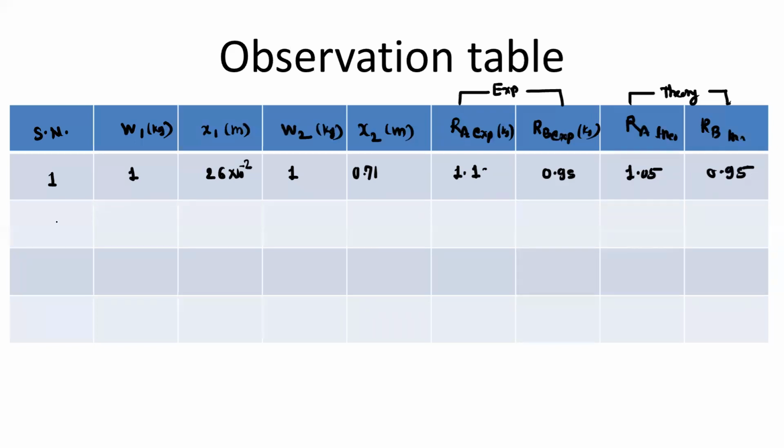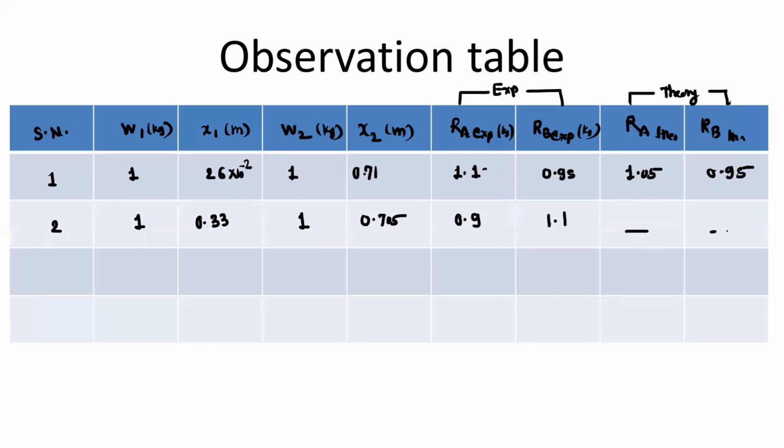Okay. Similarly, for experiment number 2, that is reading 2, we have taken the same weight, 1 kg only, for W1 and W2. We have just changed the positions. So x1 is 33 centimeter, so it becomes 0.33 meter. Then the position for mass 2 is 70.5, so it becomes 0.705. The Ra experimental value is 0.9 kg, and the Rb value is 1.1 kg.